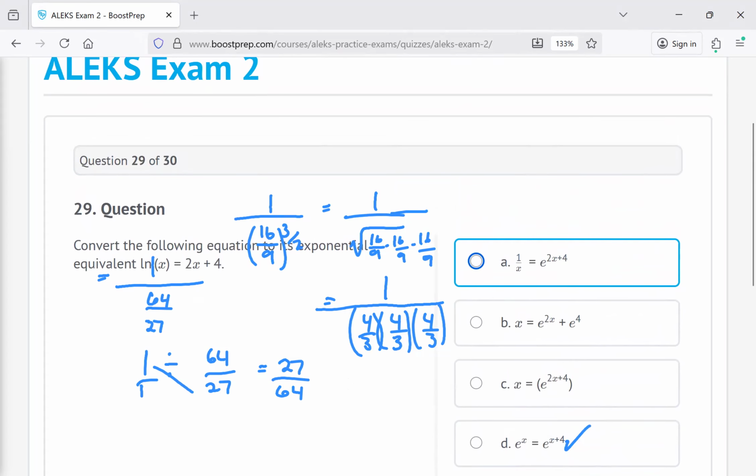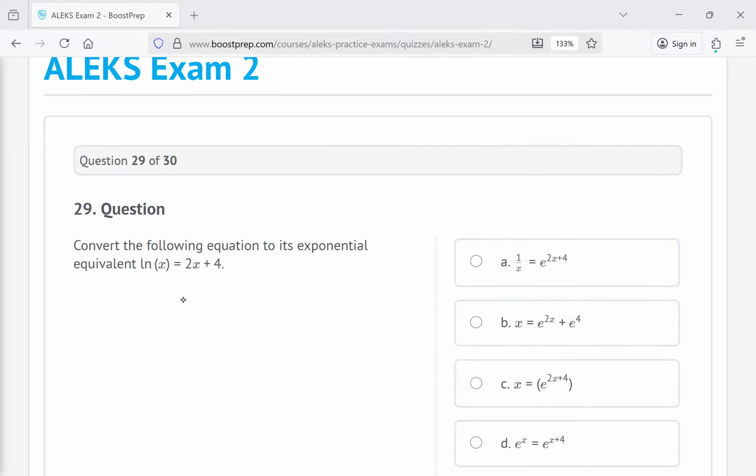Almost there. Two more. Convert the following equation to its exponential form. So we have ln of x equals 2x plus 4. I notice there's an ln, so that means I have to raise everything to the e on both sides. Because whenever you see an ln, you do the inverse of each other, right? So on the left, e and ln cancel, so you're left with x, and then this is e raised to the 2x plus 4. And that is going to be C.